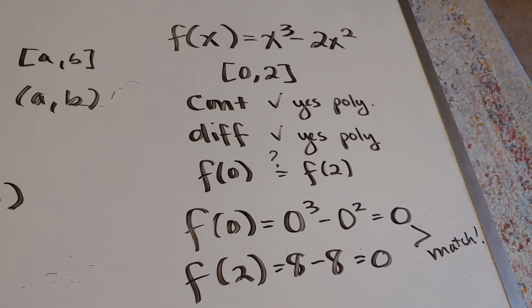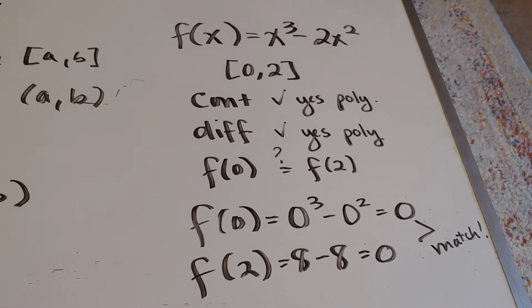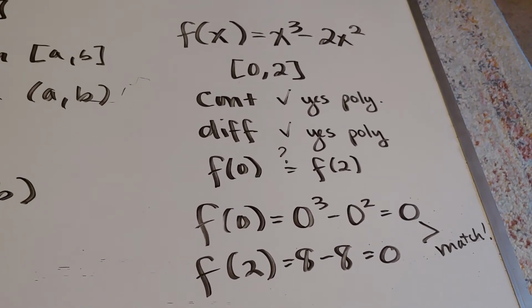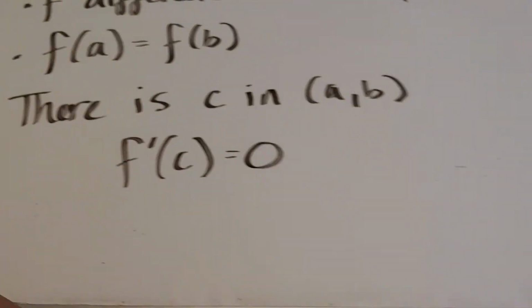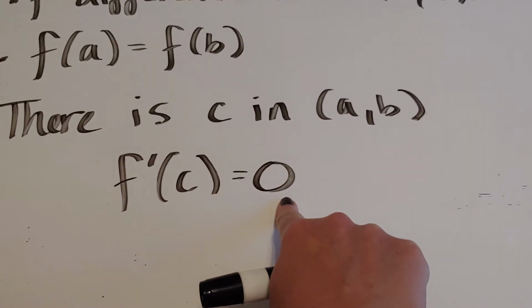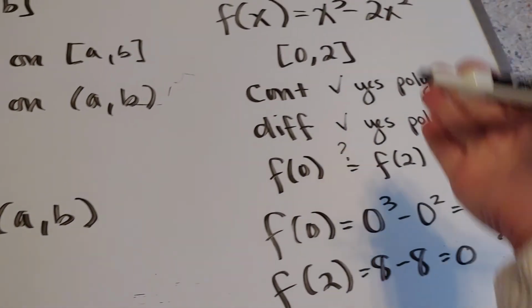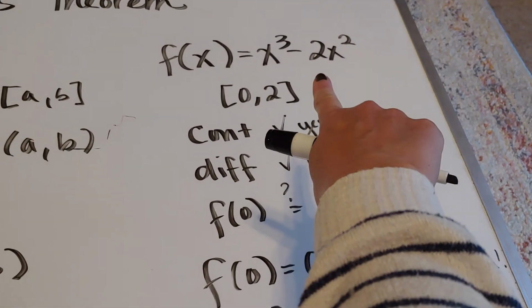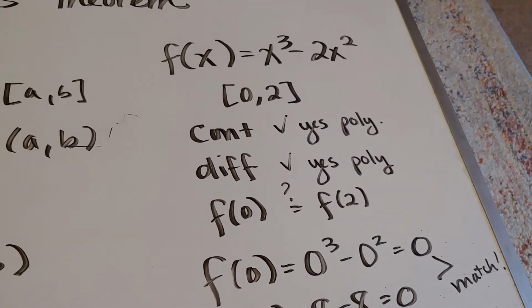So now what's our next step? Our next step is to try and find c such that the derivative equals 0. Once you've done your checklist, we're going to calculate f prime of x, but I need a little bit more room, so hold on.